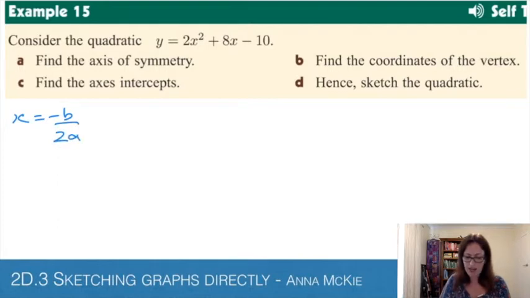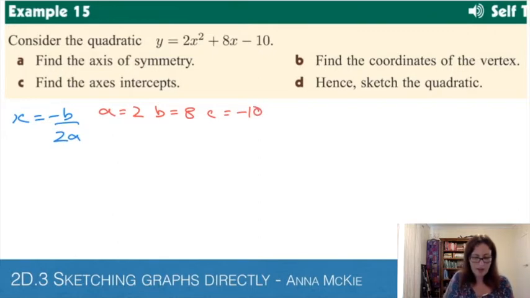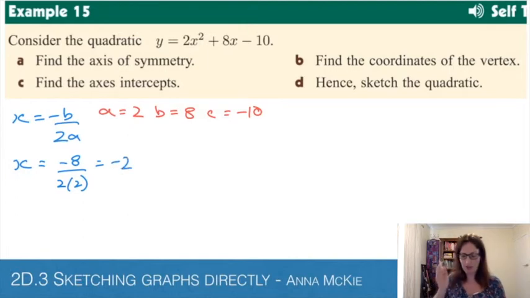A thing that I find really handy to do is just state what your coefficients are, because you often do need to use them in questions. And if you've got these written out, it can avoid some confusion later on. So our axis of symmetry is negative b, so we've got negative 8 on 2 times 2, is negative 2. So that's our axis of symmetry, or AOS, sometimes referred to. Tick, done that one.